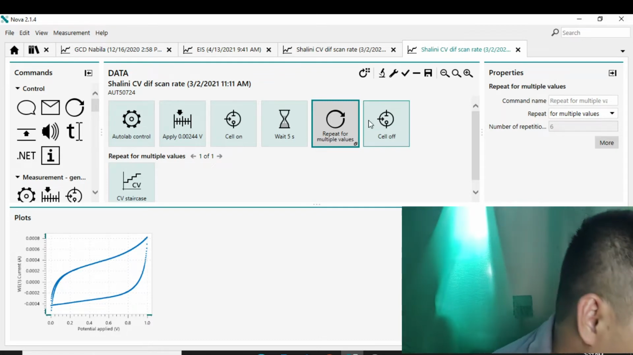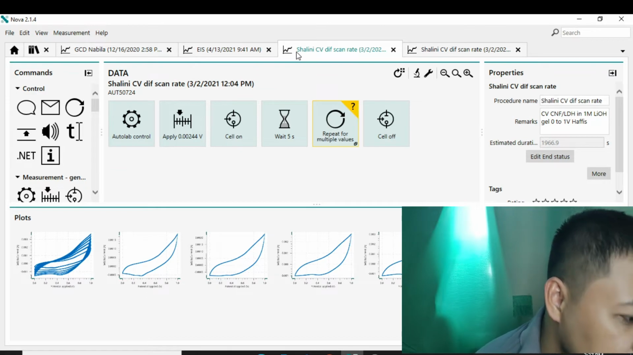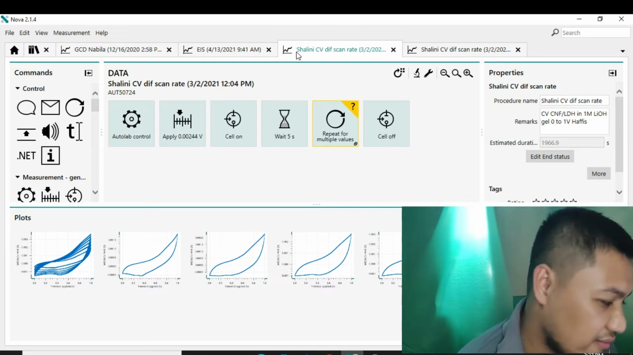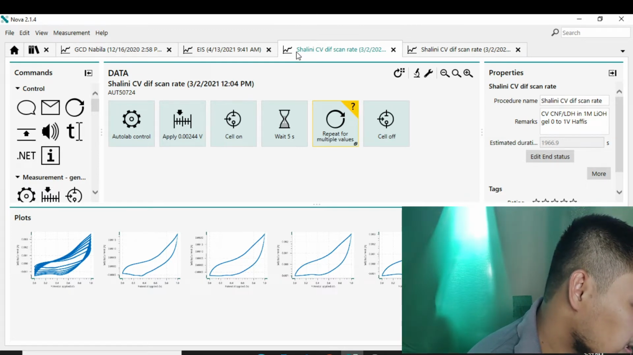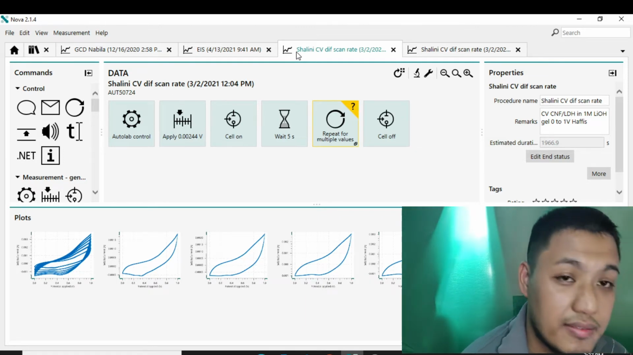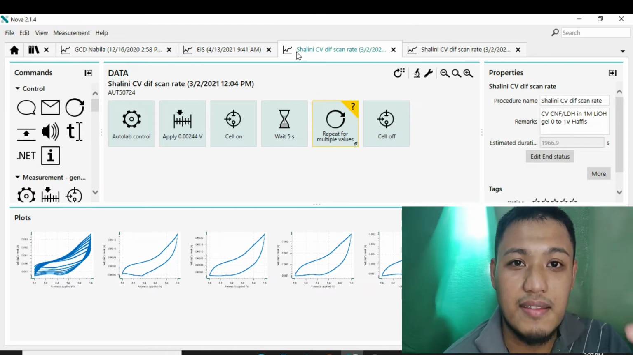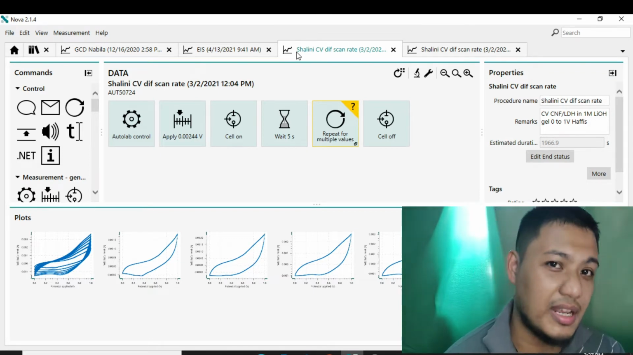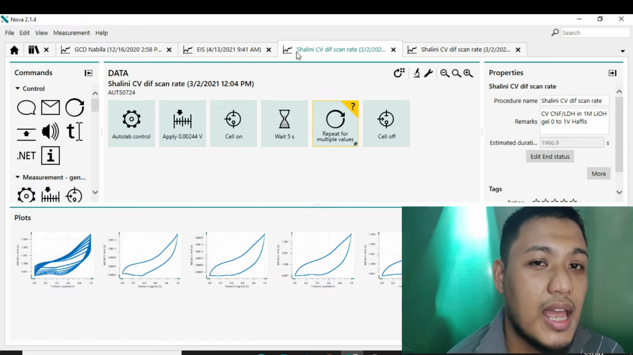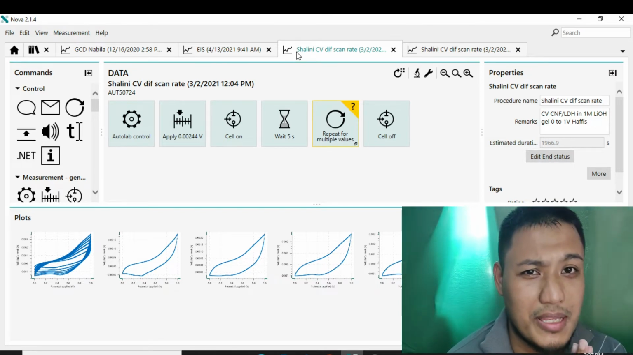First is cyclic voltammetry, and after you have done that, you can run cyclic voltammetry at different scan rates. For the 3 electrode system, this is important because you want to know, when you increase the scan rate, whether the CV curve can be retained or not. It is an important step, so you should run your CV curve at different scan rates. Then after you finish with cyclic voltammetry, you're done.